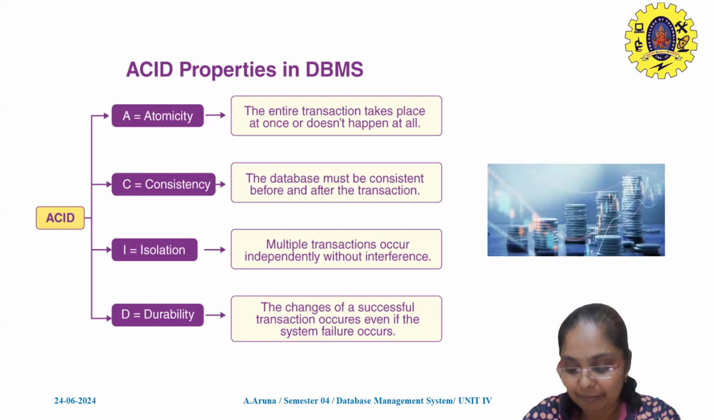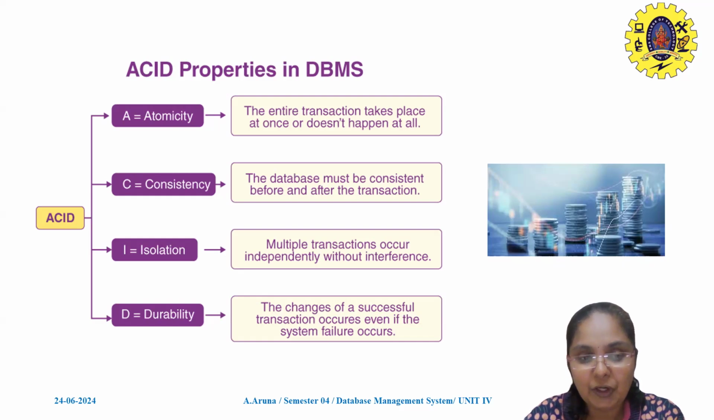There are 4 properties. So in the name itself, we have ACID. Your database or a table must have atomicity. Your database must have consistency. It must have isolation, and also we must have durability. So first we can see atomicity.